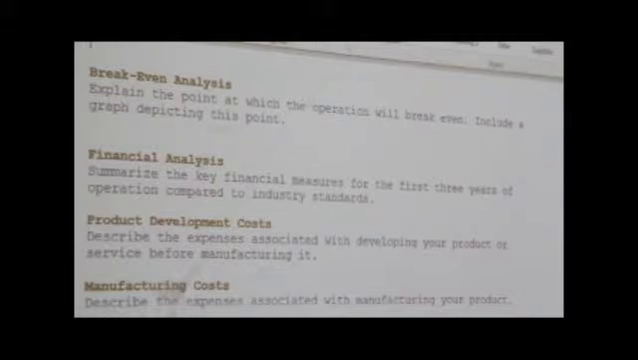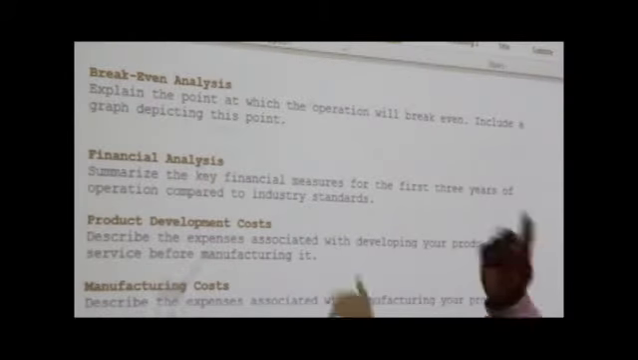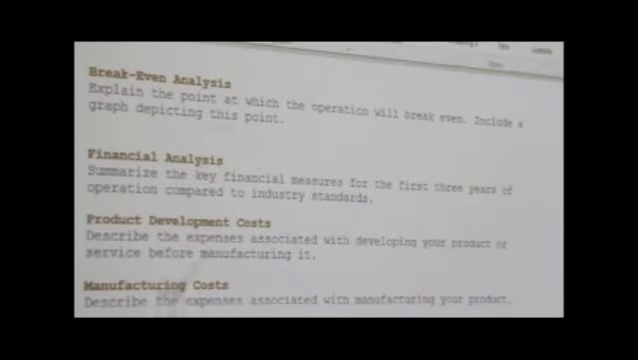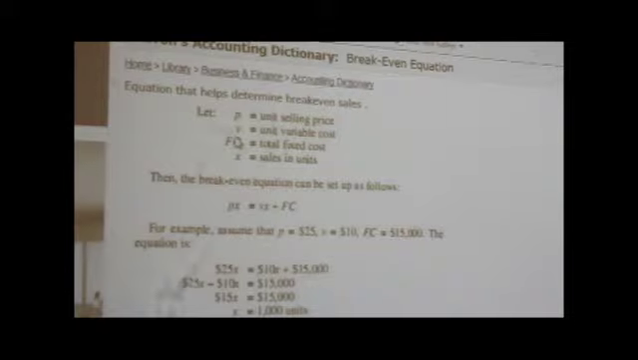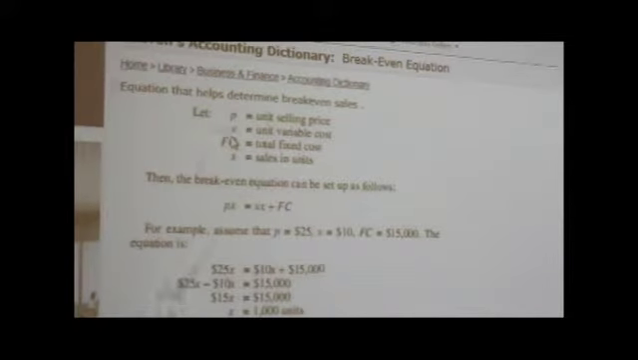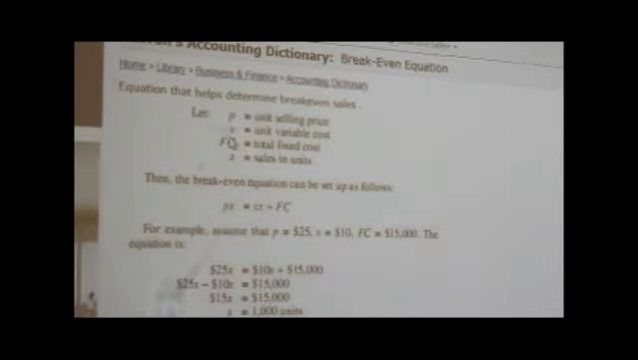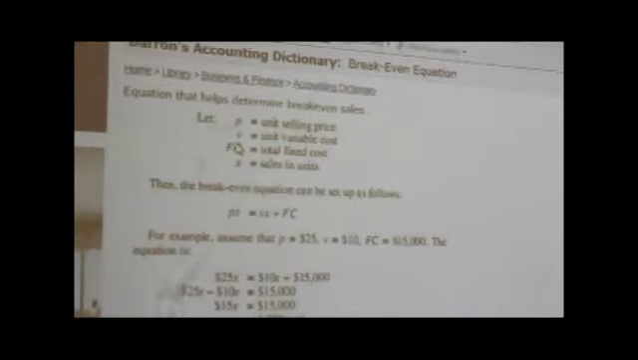So we actually want to look at an example. I'm going to go to the internet and we're going to look at an example of break-even analysis. Here we go: Barron's Accounting Dictionary, break-even equation, an equation that helps determine break-even sales. So they said P equals unit selling price, V equals unit variable cost.